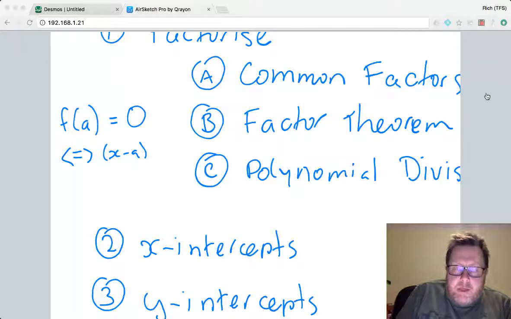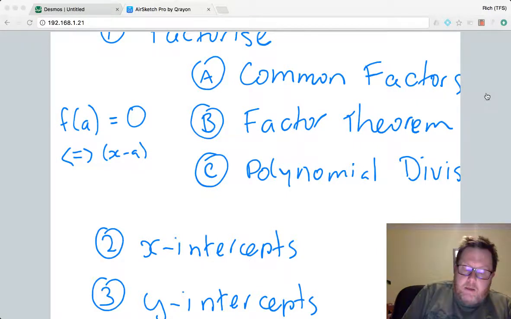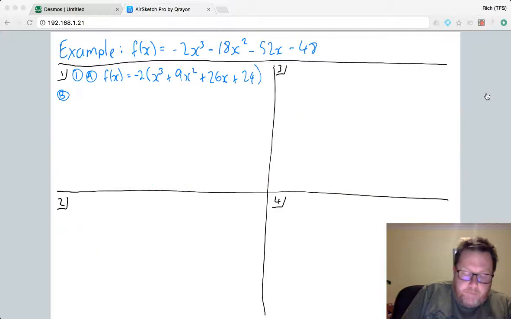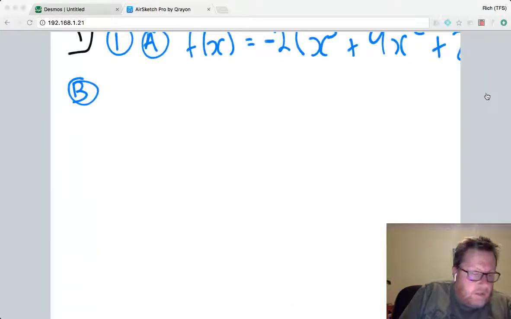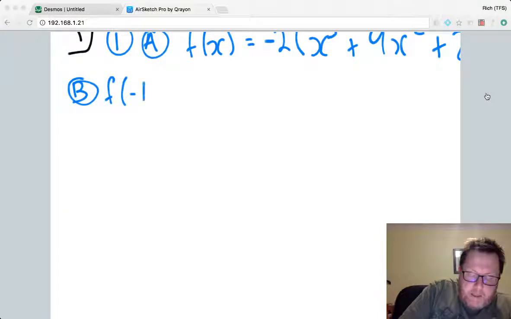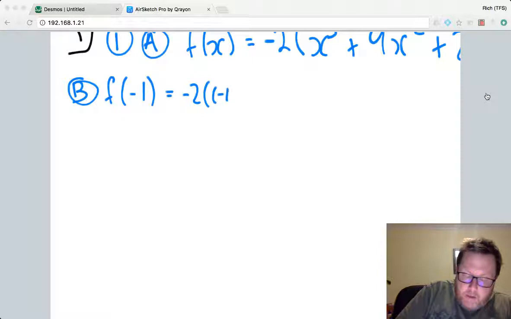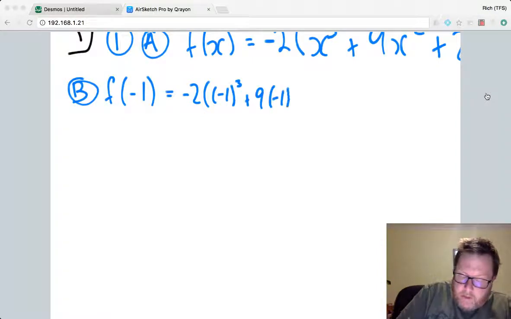If I can find a number that when I substitute for x, the whole function results in 0, it must be a factor. So that's handy to know. So we start looking for solutions. So what have we got first of all? I tend to go for negatives and then go from there. So f of negative 1 is equal to negative 2 outside of negative 1 cubed plus 9 times negative 1 squared plus 26 times negative 1 plus 24.